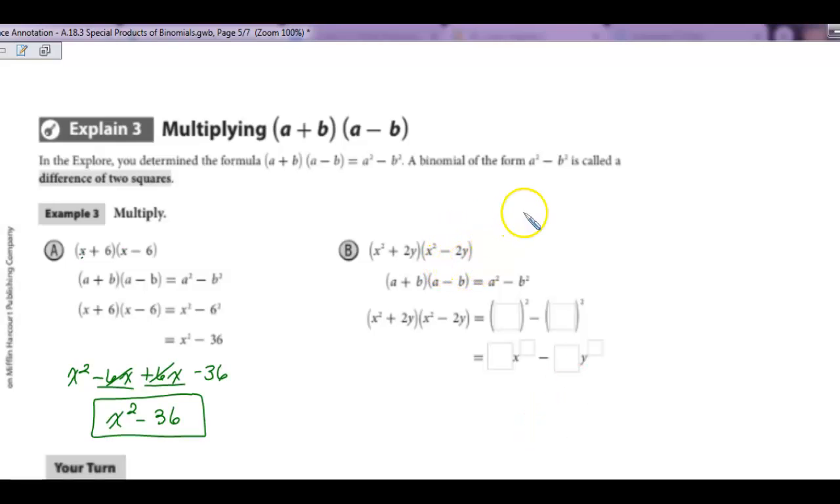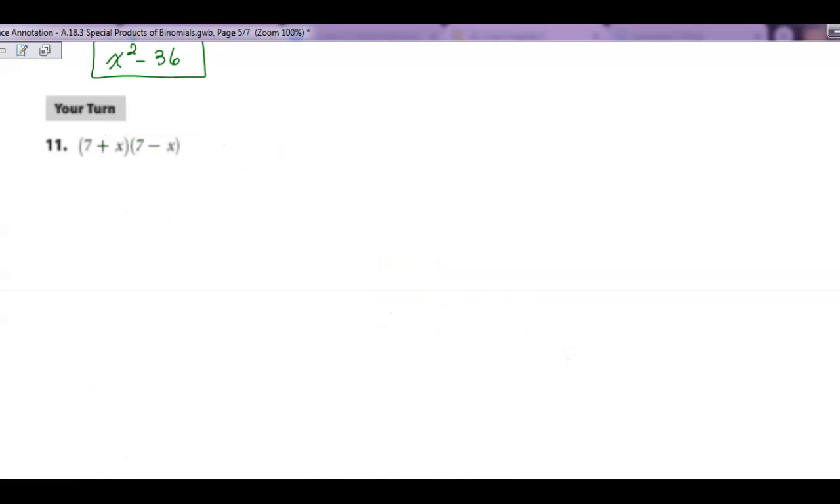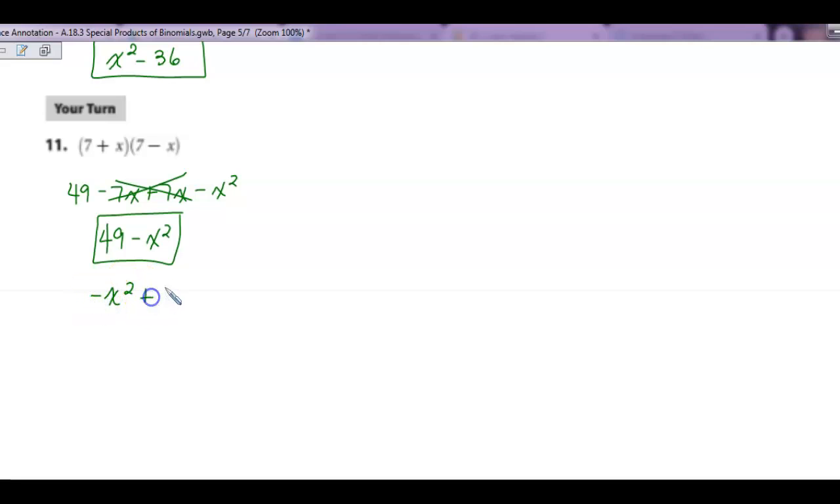All right. We can do the same with that one. Let's do the your turn. We have 7 plus x times 7 minus x. 7 times 7 is 49. 7 times negative x is negative 7x. 7 times x is positive 7x. And x times negative x is negative x squared. These two will cancel each other out, and I get 49 minus x squared. You can also write it negative x squared plus 49. But if you do it, just be careful. Remember this sign goes with the x squared. Okay?